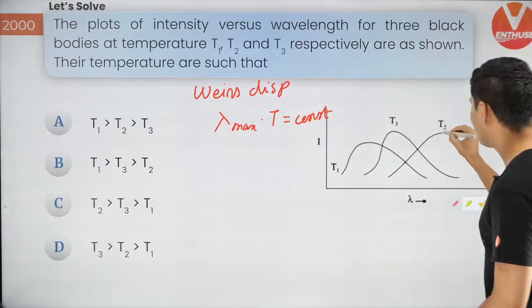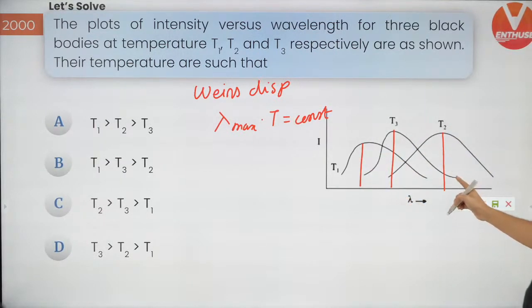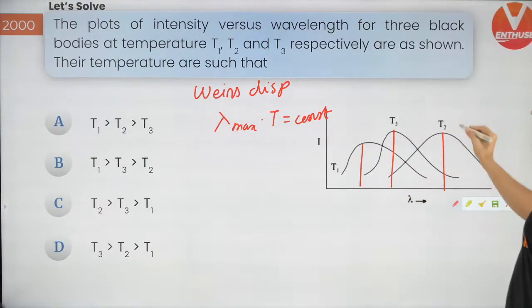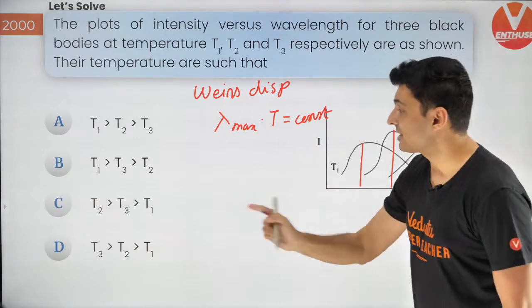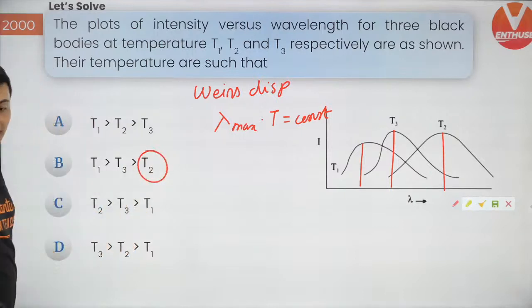So you can see, these are the lambda max. Now, whose lambda is highest? T2 is highest. So, T2 will be the least. Think about it. T2 will be the least. And there is only one such option like that. Do you see that? Yes, very good.